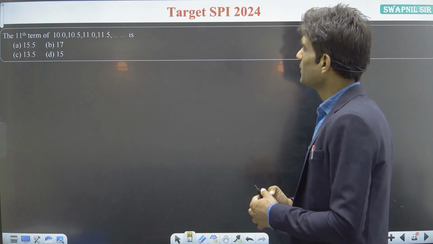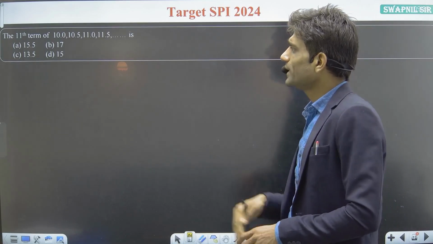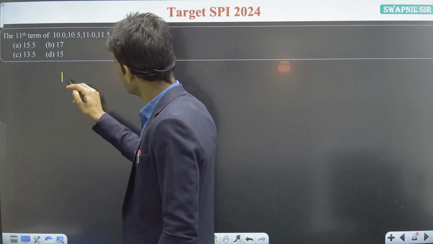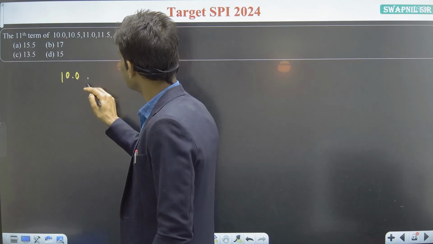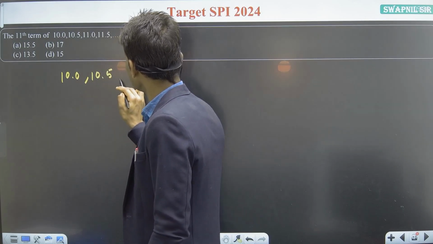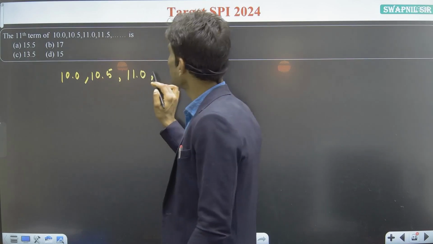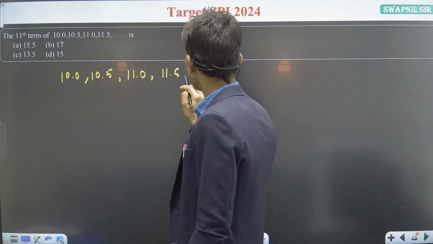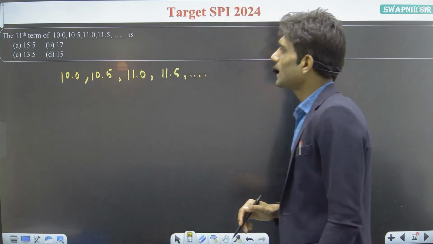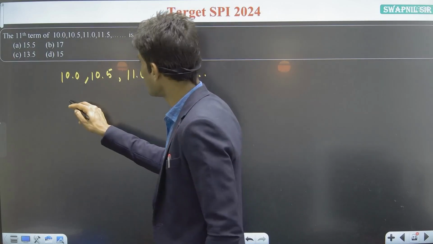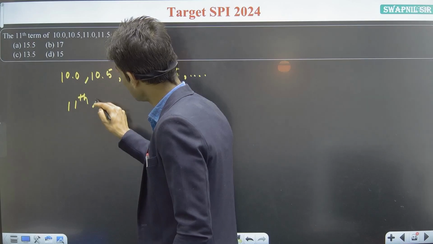In our next question, we have a given series. It is not mentioned that the series is an arithmetic progression, but we have to figure out whether it is one or not. Our first term is 10.0, second term 10.5, third term 11.0, fourth term 11.5, and so on. These are the n terms, and we want the 11th term.